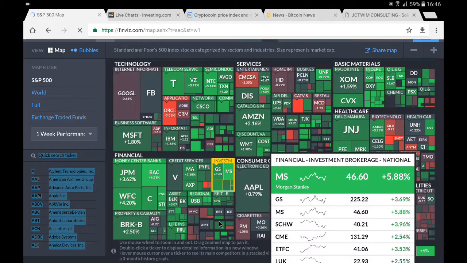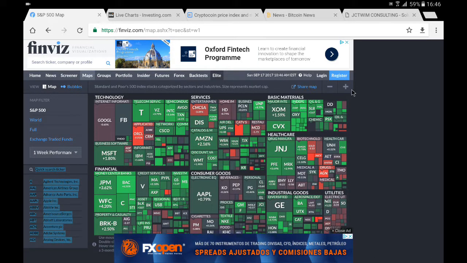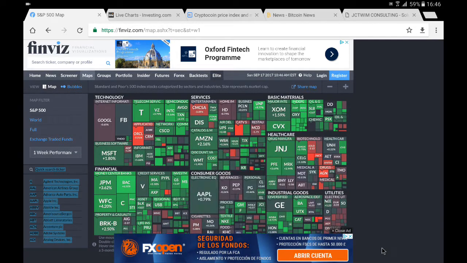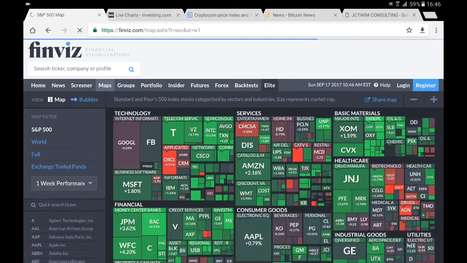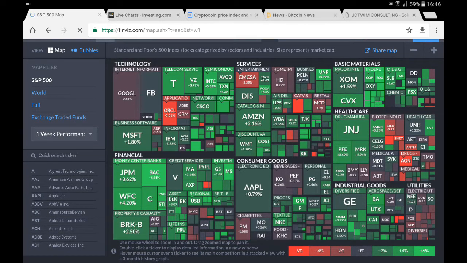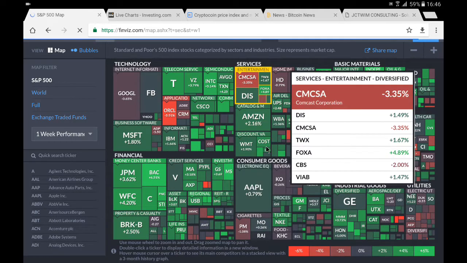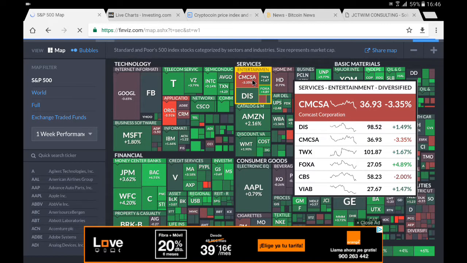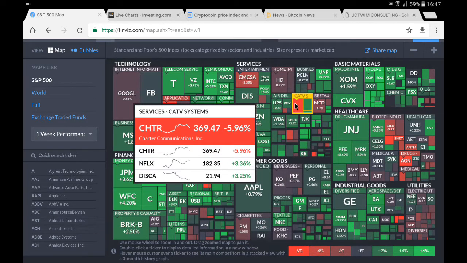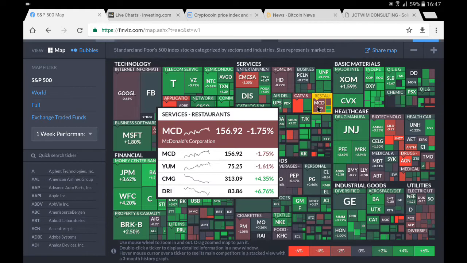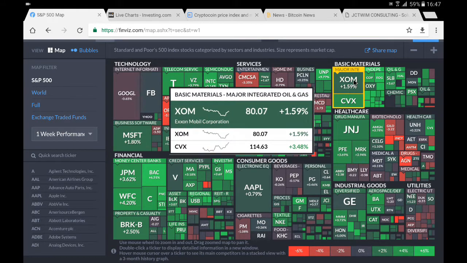And over here, what do we have? Let's see, everything is in green. Green for technology, except for Oracle and, whoops. Wait a second. What's that? Okay, excuse me. Refresh. Okay, that's better. So everything in green, technology except for Oracle and Google. Services, everything in green except for Comcast and Home Depot over here, and cable television for Charter Communication, and restaurants, bad week for McDonald's Corporation and bad week for Yum! Brands. Basic materials with oil going up, everything is in green.